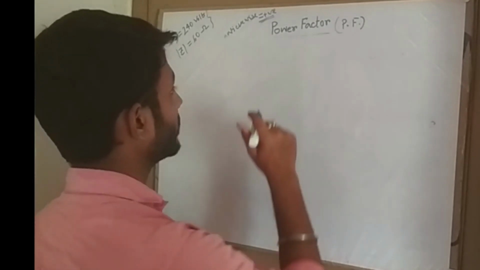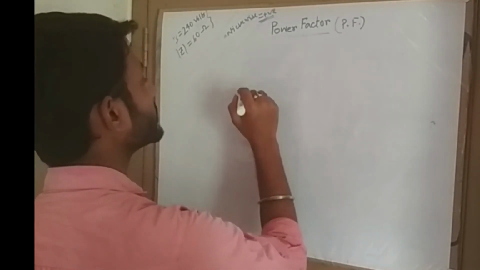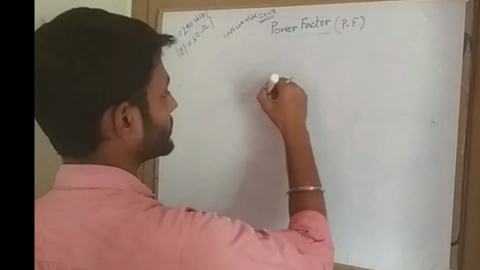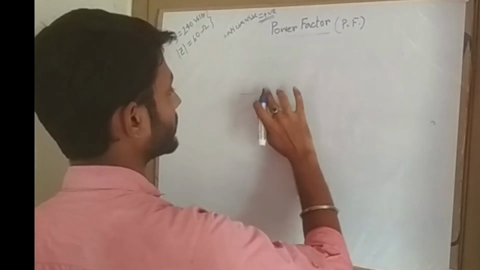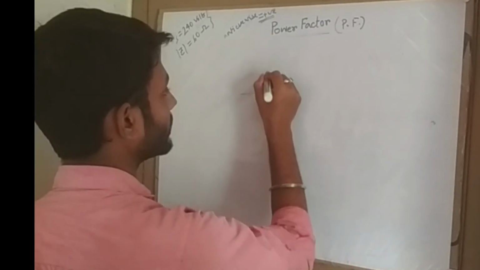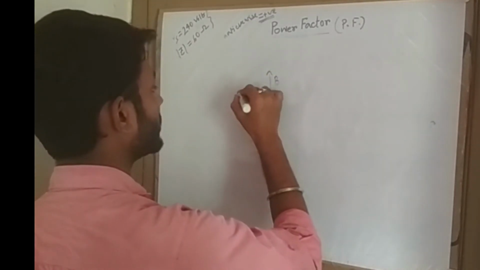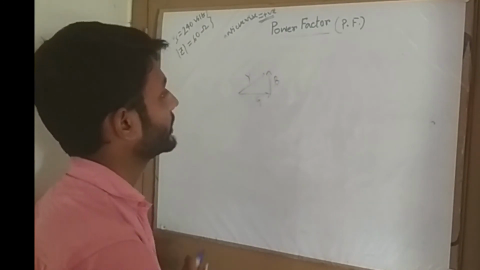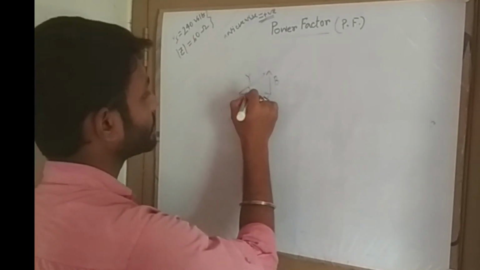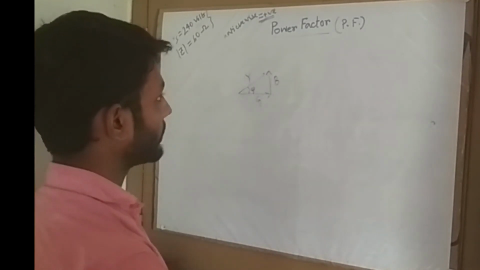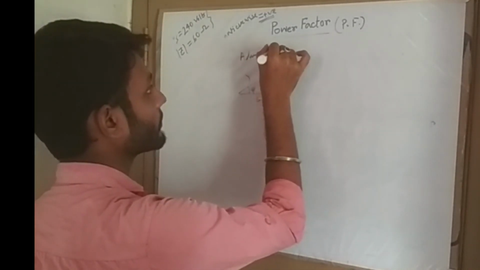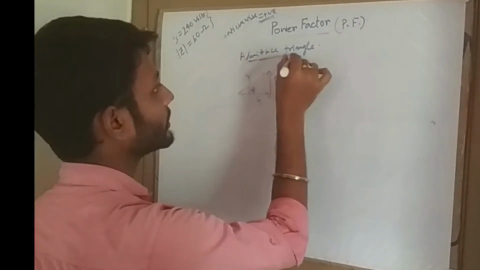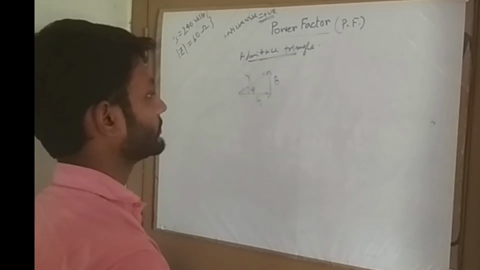One more triangle which we forgot to discuss is the admittance triangle. Admittance triangle is like this. This part is G, this is B, and the resultant is Y. Okay, and the angle between this G and Y is phi, cos phi power factor. This one is called admittance triangle.